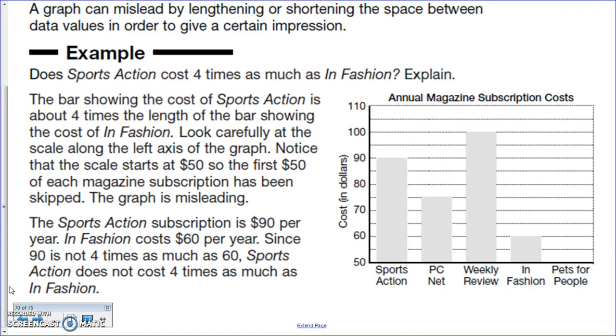Explain. The bar showing the cost of sports action is about 4 times the length of the bar showing the cost of in fashion. Look carefully at the scale along the left axis of the graph. Notice that the scale starts at $50, so the first $50 of each magazine subscription has been skipped. The graph is misleading. The sports action subscription is $90 per year. In fashion costs $60 per year. Since 90 is not 4 times as much as 60, sports action does not cost 4 times as much as in fashion.